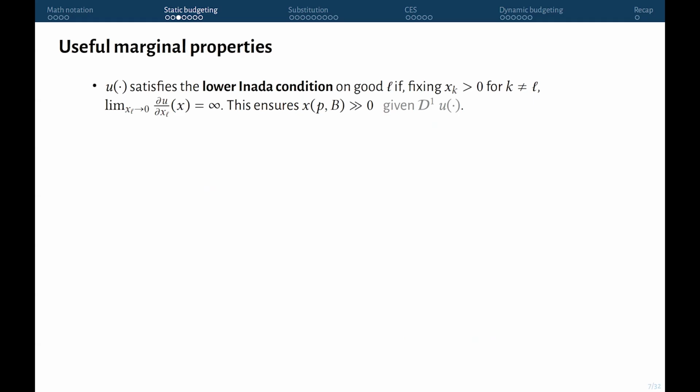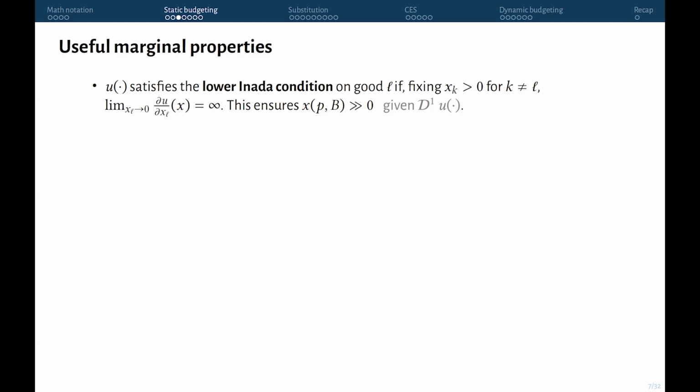Now, some properties of the derivative of the utility function that it can be useful to keep an eye on are the Inada conditions. Your utility function satisfies the lower Inada condition on some good L if, as long as you're starting from a basket X featuring positive consumption of all the other goods, how much you like that first unit of good L goes to infinity as the quantity of good L goes to zero, right?